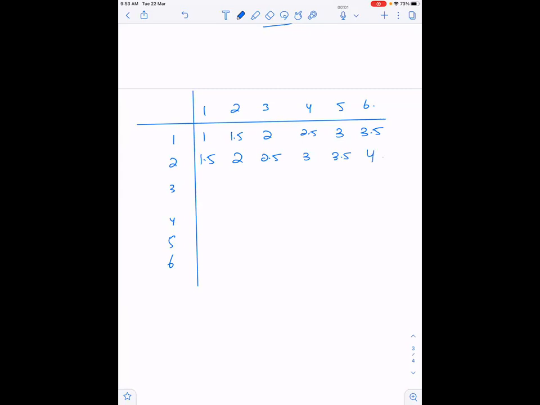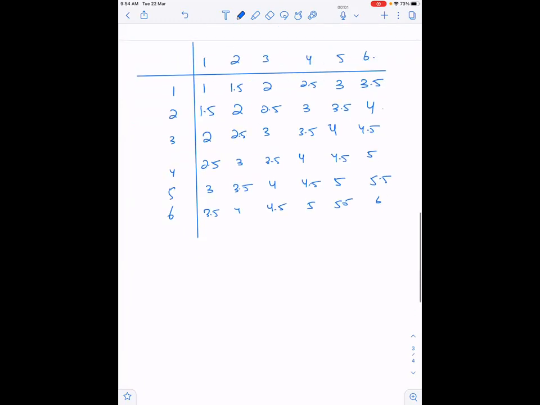This is going to go like this only. 4 divided by 2 is 2, 2.5, 3, 3.5, 4, 4.5, and so on. Then 2.5, 3, 3.5, 4, 4.5, and 5. And 3, 3.5, 4, 4.5, 5, 5.5. And obviously 3.5, 4, 4.5, 5, 5.5, and 6.